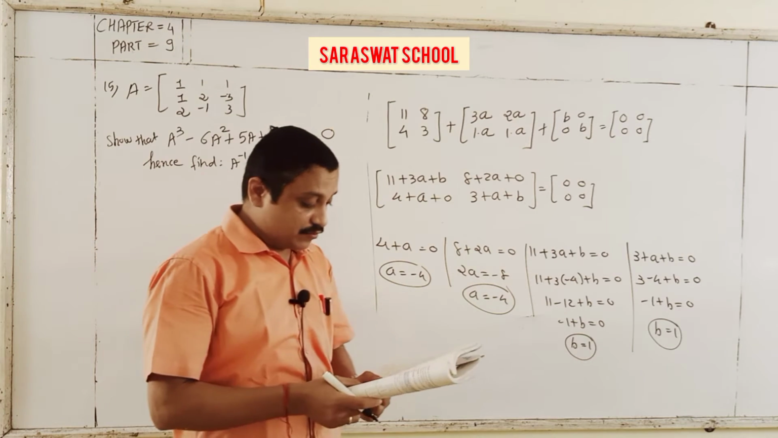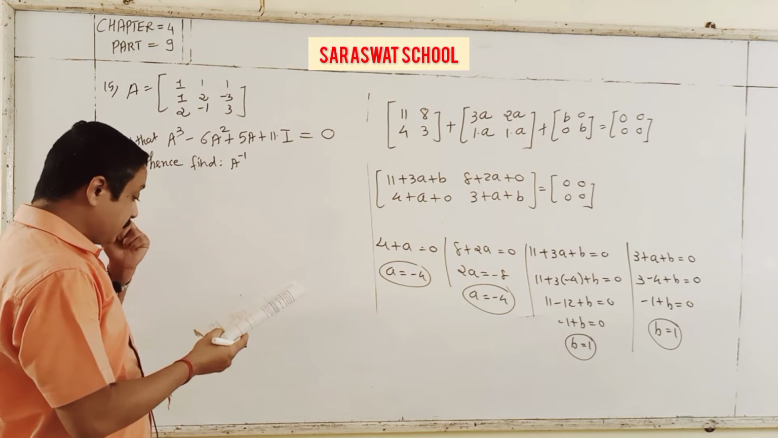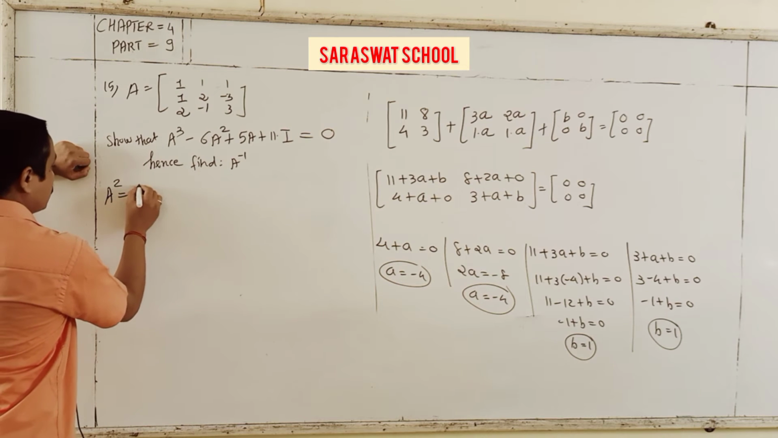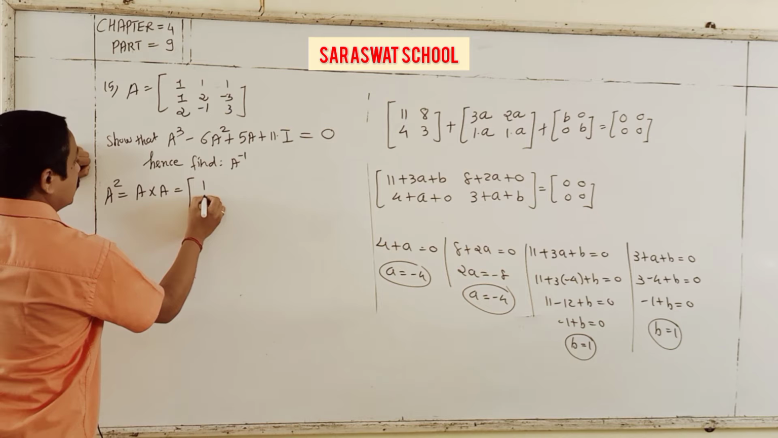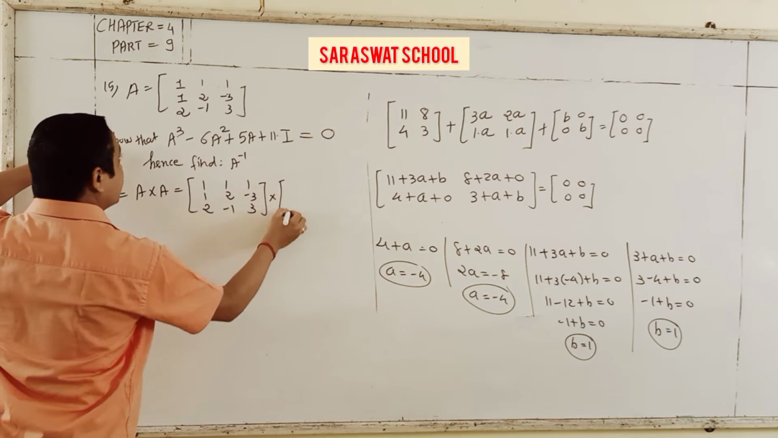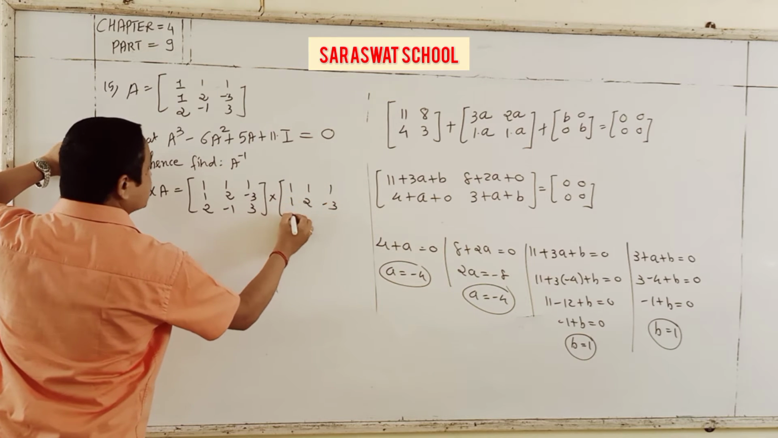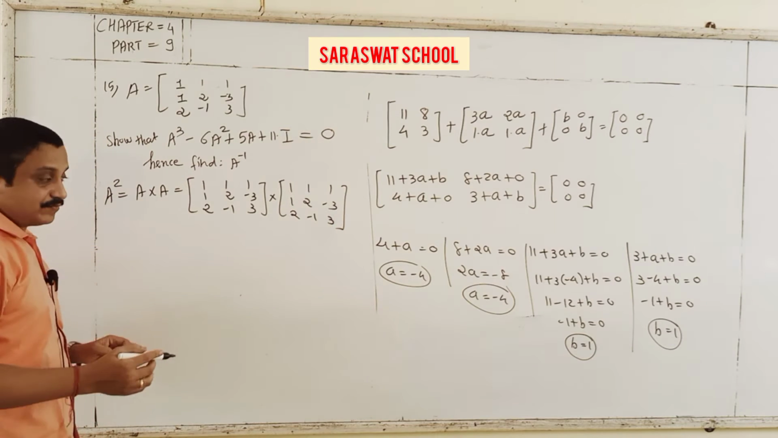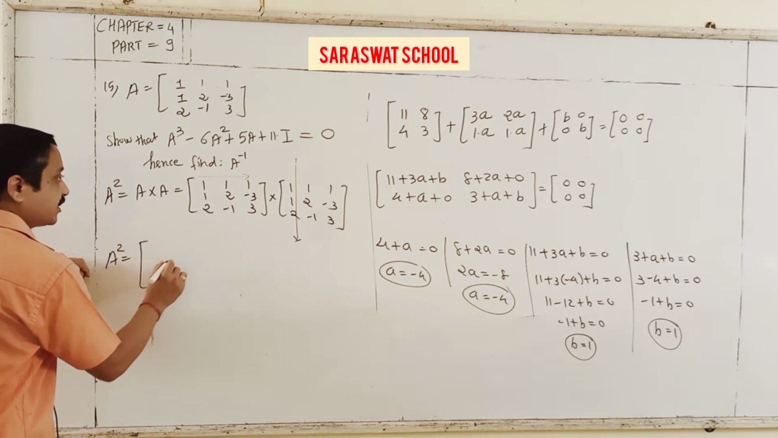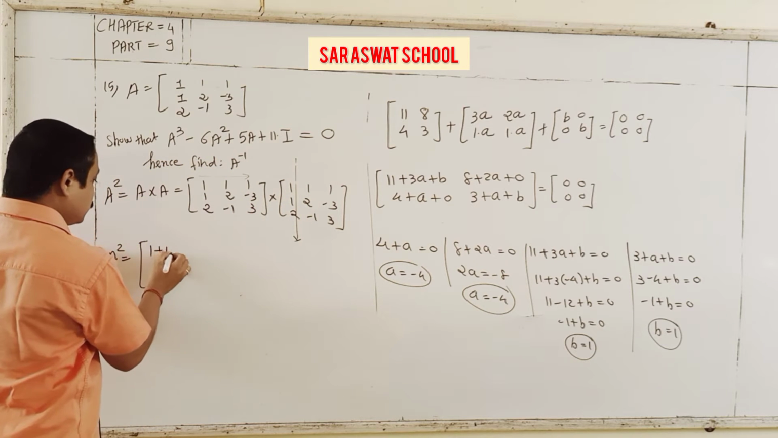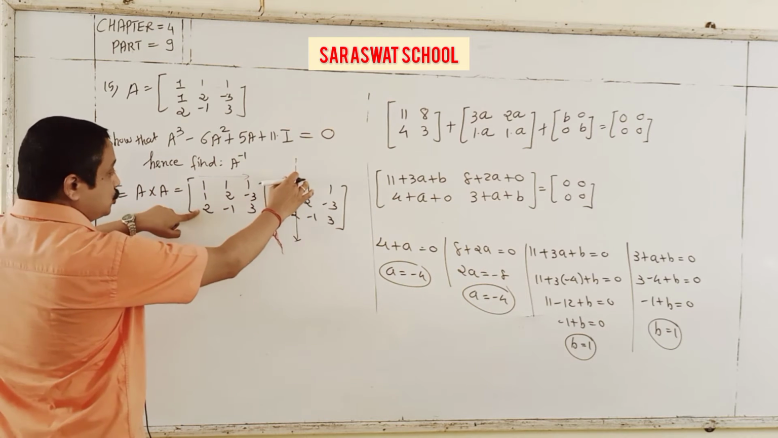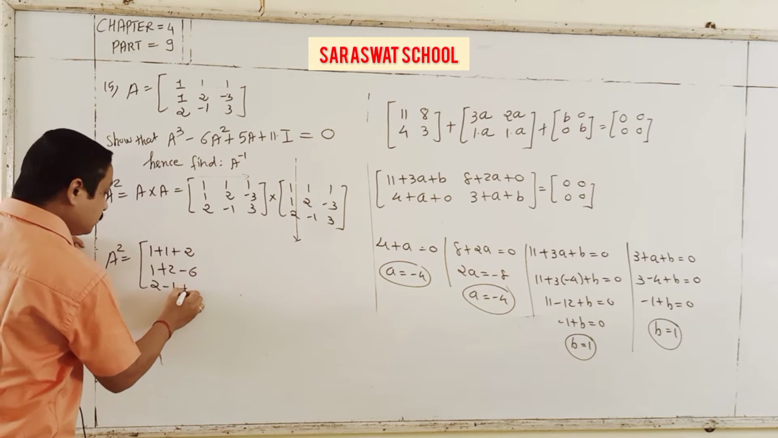Just going to the A inverse value: A cube minus 6A square plus 5A plus 11I. Just I calculate first A squared. Very easy. A into A, [1 1 2; 1 2 -1; 1 -3 3] and again [1 1 2; 1 2 -1; 1 -3 3]. So do this row-wise, column entry. So first entry is 1 plus 1 and 2, second 1 plus 2 minus 6, third 2 minus 1 plus 6.